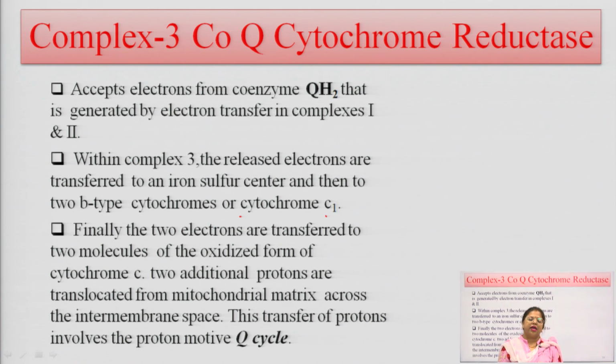Electrons from the Krebs cycle are transferred to the mitochondrial membrane, and here these protons and electrons react together and are released with the help of iron sulfur proteins and cytochrome c or cytochrome b type. So, this is complex 3, or coenzyme Q cytochrome reductase.